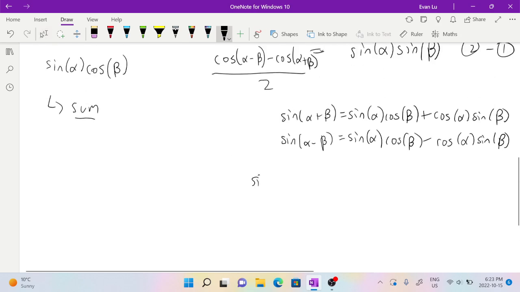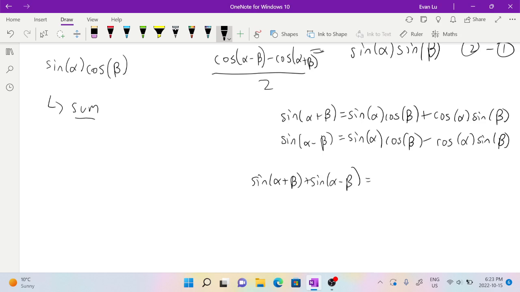So if we add these two equations, we will get that sine of alpha plus beta plus sine of alpha minus beta would be equal to 2 sine alpha cos beta, since the other one cancels out. Then we divide by 2. Great. So now we can go from a product to a sum.